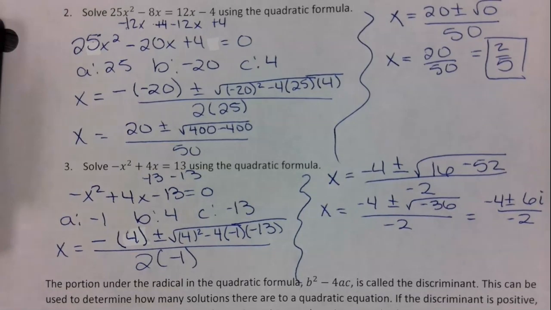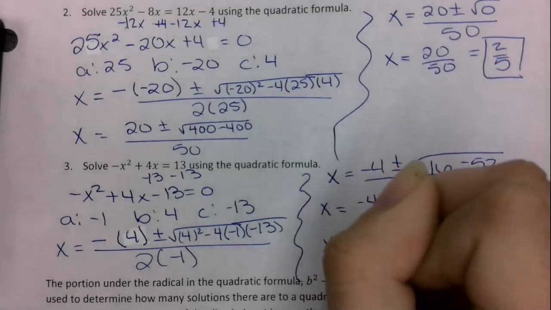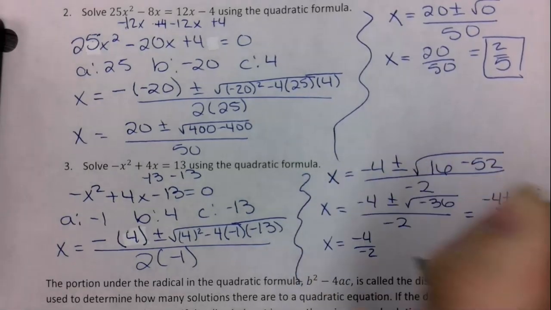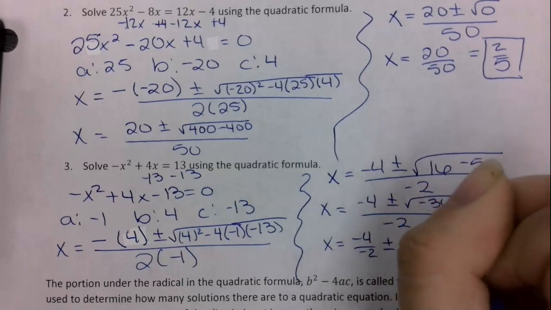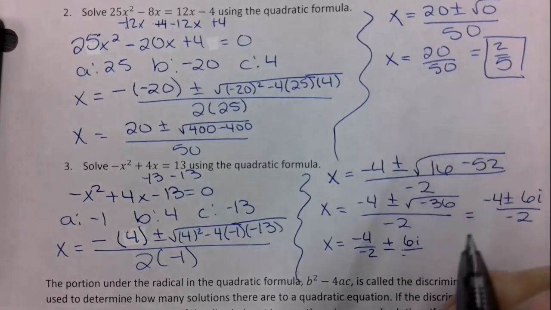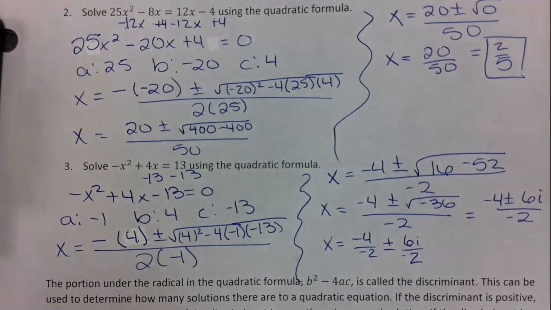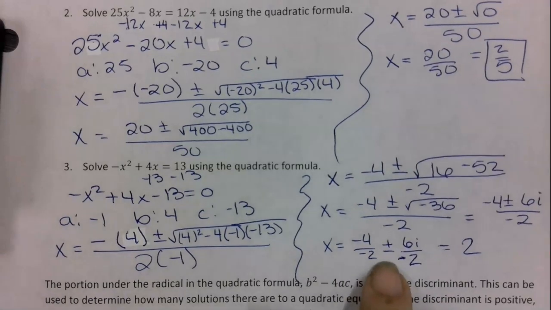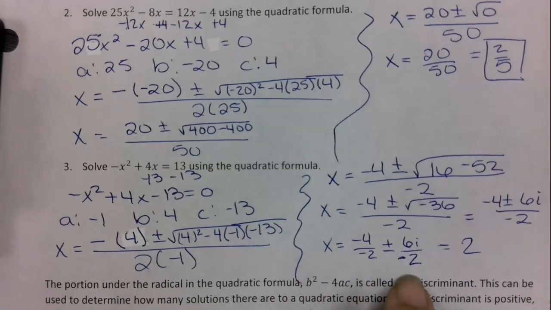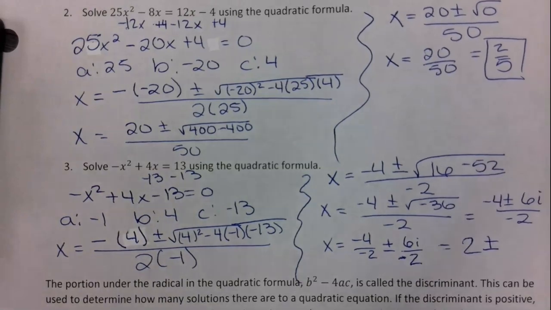Am I good? Can negative 4 and 6 be divided by negative 2? So I'm going to break this up into 2 pieces. So I have negative 4 divided by negative 2, and then plus or minus 6i divided by negative 2. So negative 4 divided by negative 2? 2. And then since this is plus or minus, when I divide by negative 2, it's still going to be plus or minus, but 6 divided by 2 is 3.